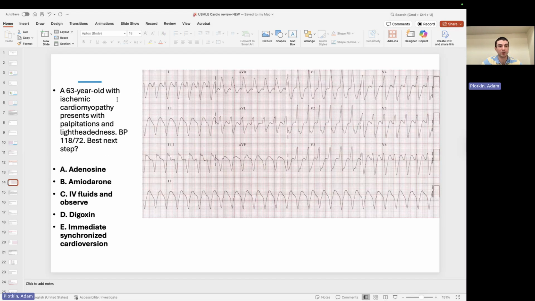All right, we've got a 63-year-old with ischemic cardiomyopathy presenting with palpitations and lightheadedness. His blood pressure is stable. What do you want to do for this patient?